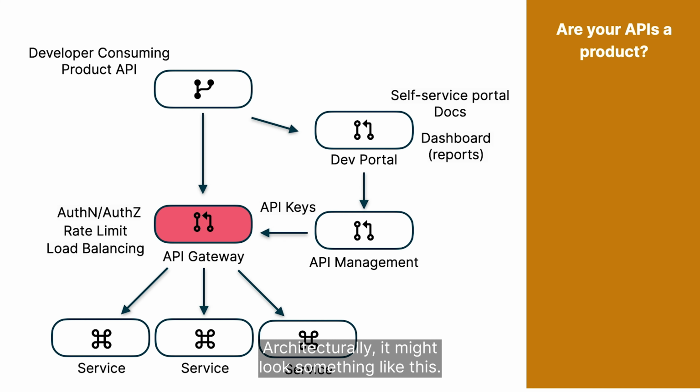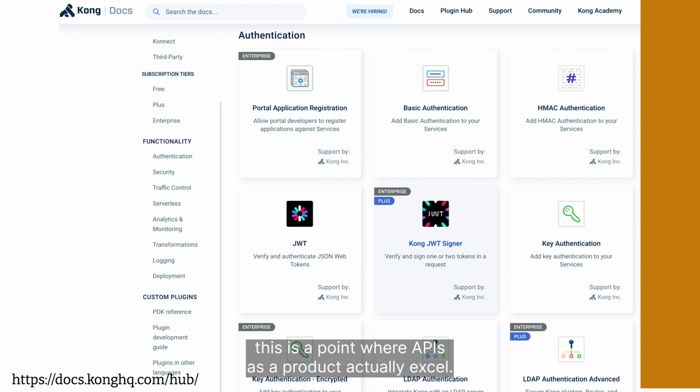All of those things are part of creating your service. Architecturally, it might look something like this. You have a developer consuming it, an API gateway, you have services, you have API management, and you have a dev portal where all these docs are. An API gateway is tailor-made to help in this particular scenario. You can build everything at this perimeter if you want to, or you can use products out there in this space that provide some of this capability and do some of the undifferentiated heavy lifting. Whether you build it or not, this is a point where APIs as a product actually excel.